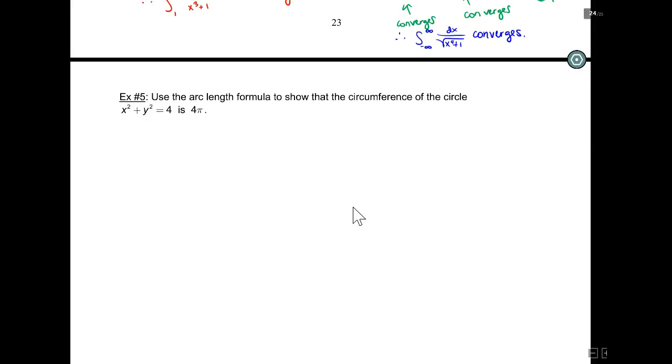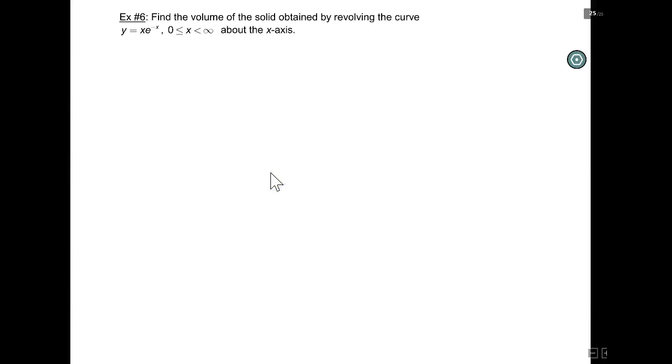Okay, example number 5. We want to use the arc length formula to show that the circumference of the circle x squared plus y squared equals 4 is 4 pi. I am probably going to skip this example for now. If you look in your notes, the notes that are posted on Haiku, you can see a full worked out solution for that. I'm not going to really worry about it because you're never going to have anything like this on the AP. I don't think I gave you any problems like that for homework.